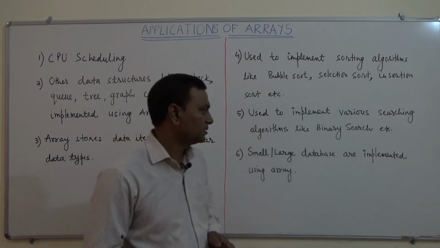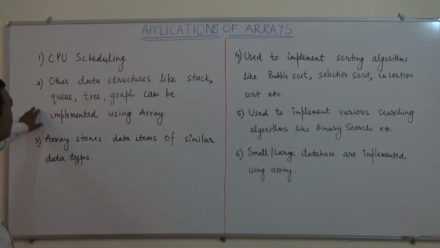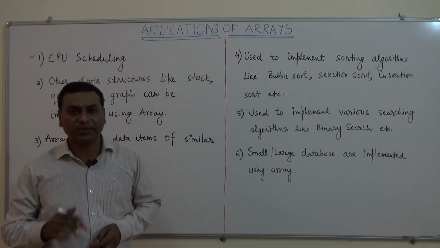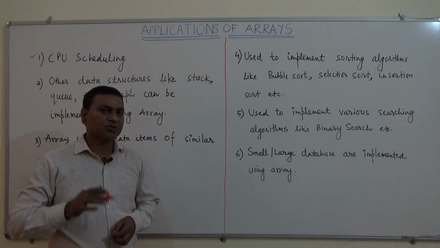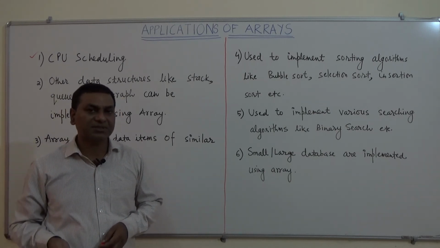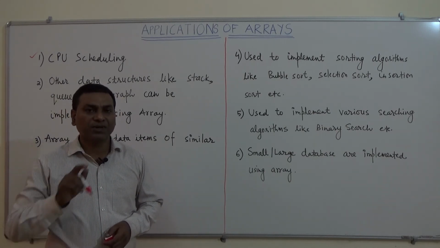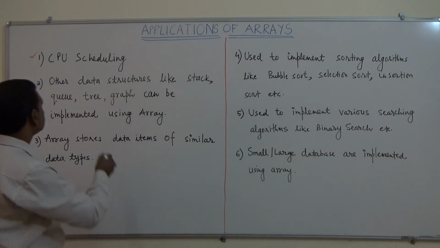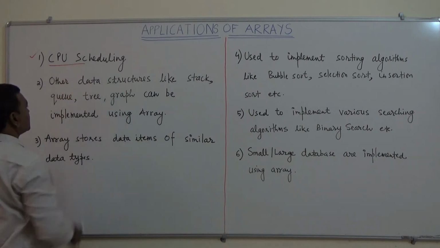So first of all, this is the first application of the array. This is CPU scheduling. CPU scheduling is a very important task that we normally study in the operating system. So most of the algorithms which are required for CPU scheduling are implemented using the array. So this is the first application.